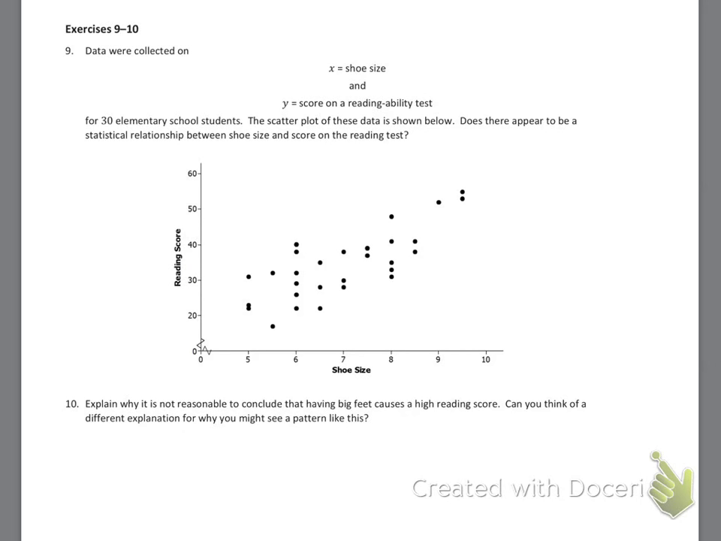So probably these kids with the bigger shoe size are in a higher grade. They're older. These are older kids. They've been reading longer. Their reading ability increases with their age, not necessarily with their shoe size. So there is a statistical relationship between these two variables, but not a cause-effect relationship.